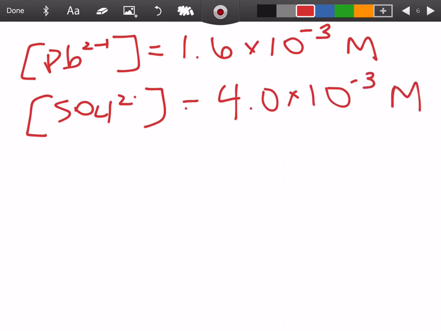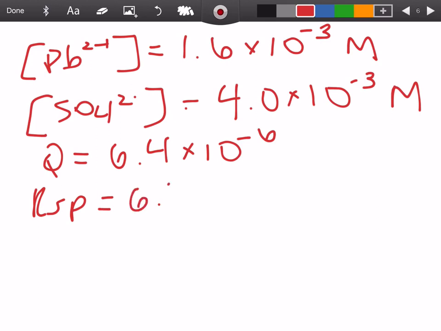Again, how I got those was I took the moles that I calculated before and divided them by that additive volume of 0.5 liters. So now I plug these in to solve for Q. And Q should then come out to 6.4 times 10 to the minus 6. My KSP we know was 6.4 times 10 to the minus 7.